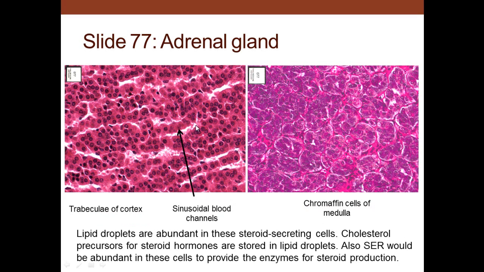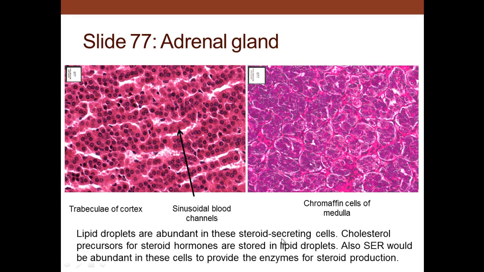And we can see these are the sinuses, and these are fenestrated sinuses. That is, endothelial cells lining these. The endothelial cells themselves have fenestra, and you may have connective tissue that runs through there. So that would be the trabeculae. Chromaffin cells, they produce epinephrine upon nervous stimulation.